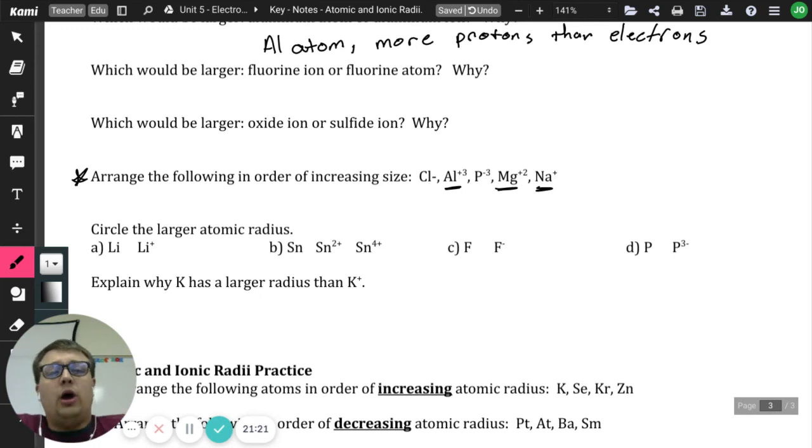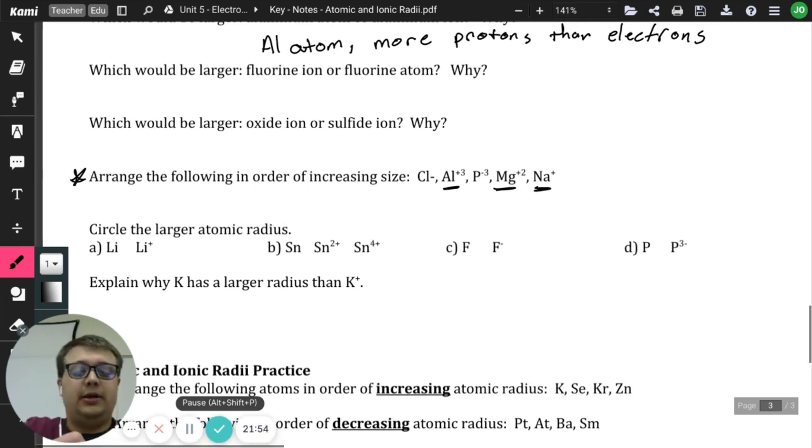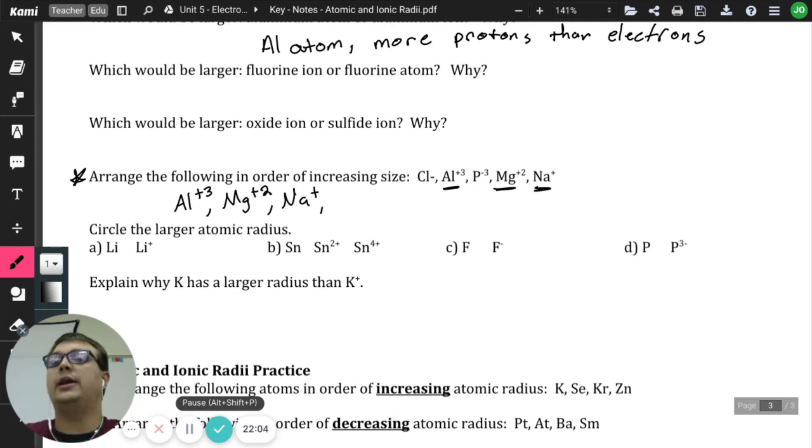So how do I know which is the smallest? The greater the positive charge, the smaller the atom will be. And again, that's because you've got way more protons than you do electrons, okay? So what I know is that aluminum is actually going to be the smallest, aluminum with a +3. Then we're going to have magnesium with a +2, then sodium with a +1, okay? So we're going in increasing size, from smallest to largest.